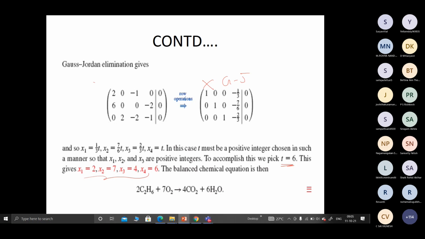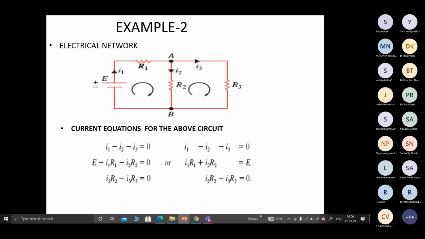Anyway, let us not focus much on that. For us, this is perfectly all right. You can even stop at this point. You need not worry about the other part. Fine. Let's go to the next.